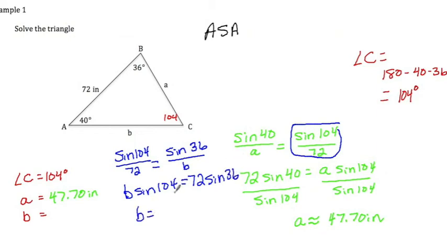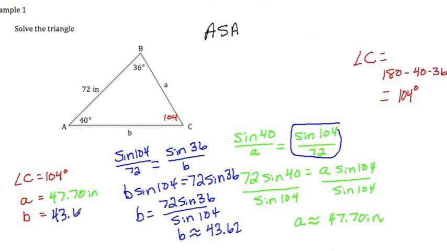So you divide both sides by sine of 104 and write it all out there. And when you do that, you're going to get B is about 43.62 inches. Now, even though that was an oblique triangle, we were able to find all the missing pieces to that side.